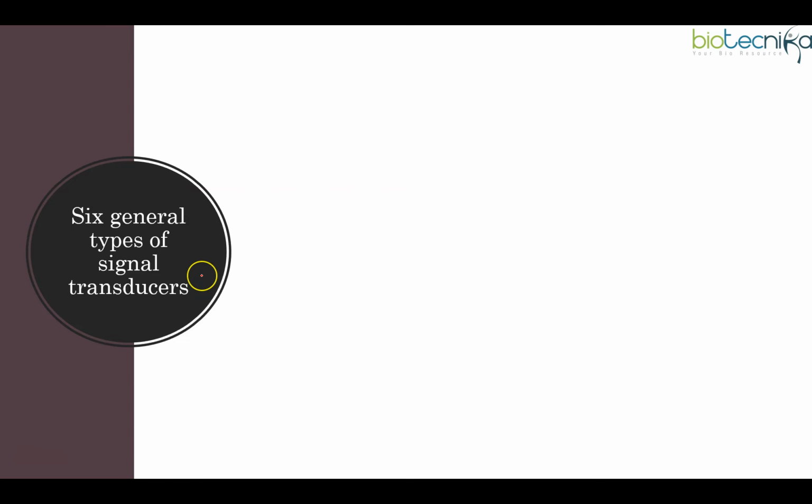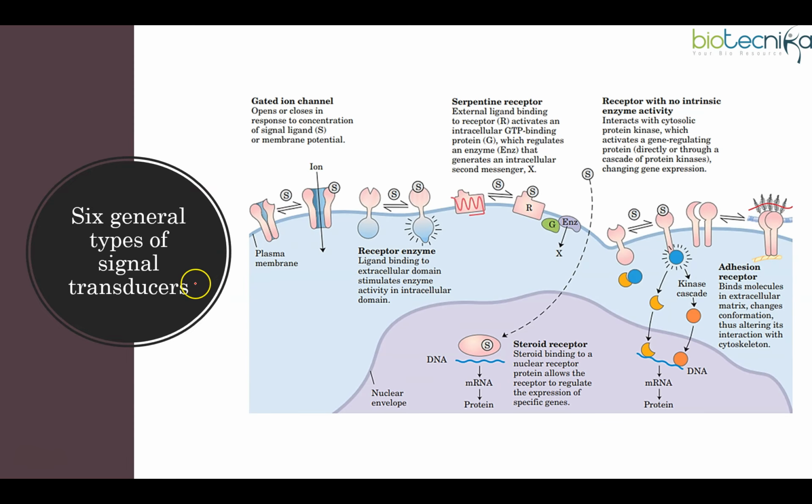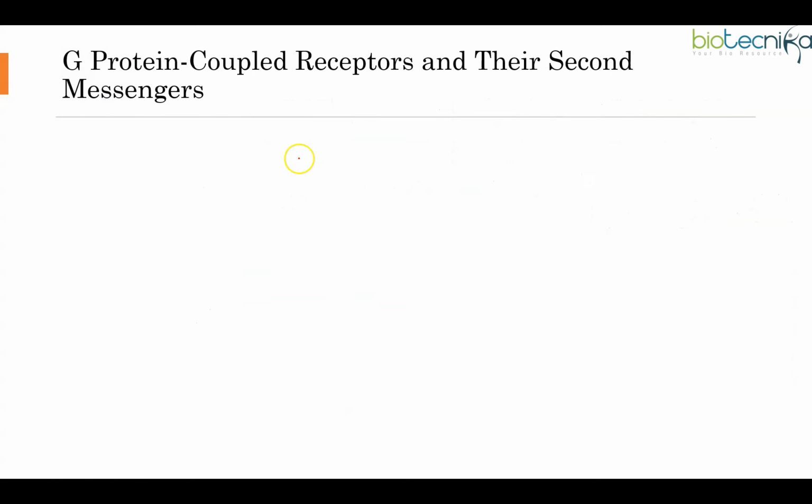Okay. So the different classes of general types of signal transducers, as I mentioned, are the gated ion channel, then the serpentine receptor, then the receptor protein. Apart from that, you also have adhesion receptors, receptors with no intrinsic enzymatic activity, and also the steroid receptors. Okay. So as of today, let's look at some more details about the serpentine receptor and the receptor tyrosine kinase.